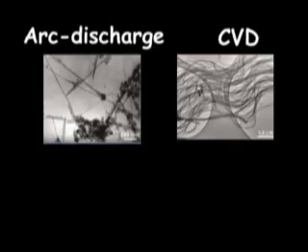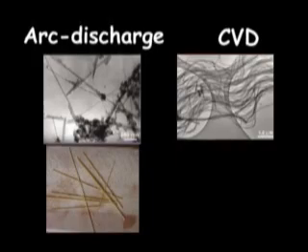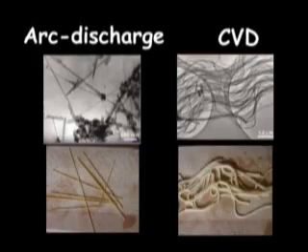Nanotubes look like spaghetti. When they are produced by arc discharge they look uncooked. When they are produced by CVD they look cooked.